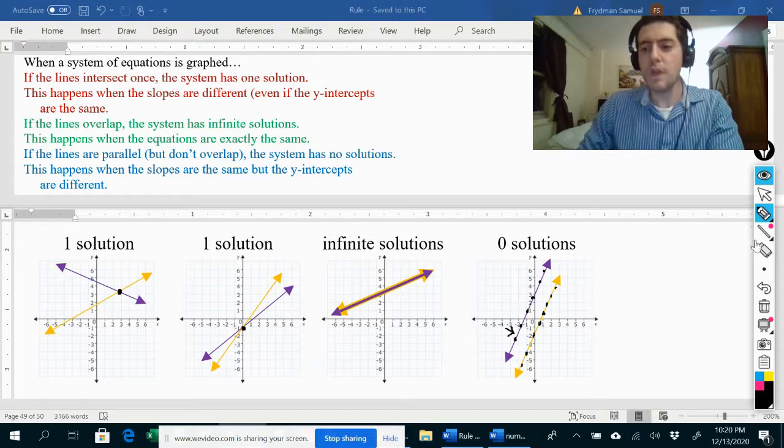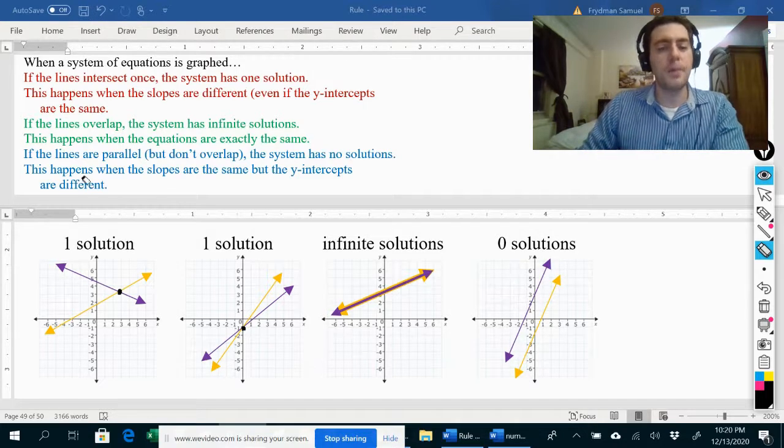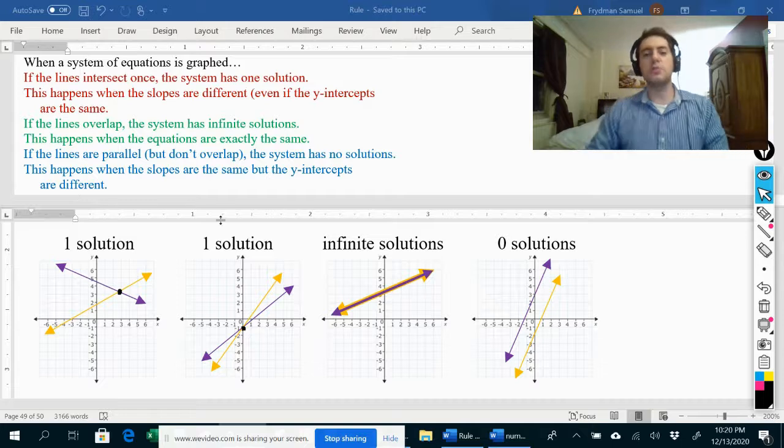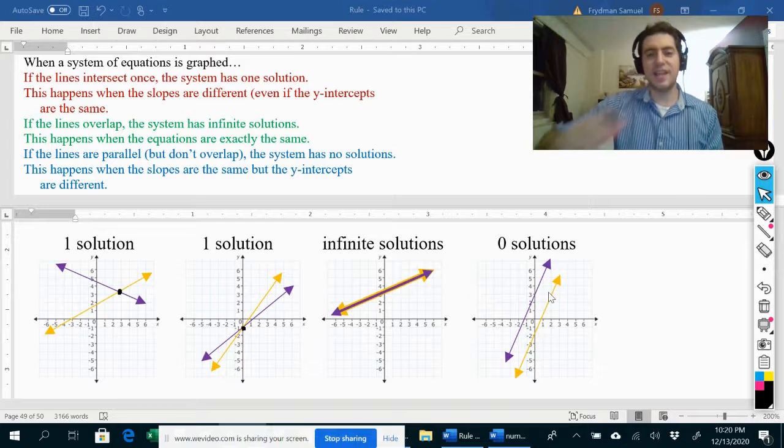All right, so when does this happen? When do we get zero solutions? We know that it's when the lines are parallel but they don't overlap, but we can also say that this happens when the slopes are the same but the y-intercepts are different. So the slope just means how steep the line is, right? Both of these lines have exactly the same steepness. So both of these lines have the same slope, which makes them parallel.